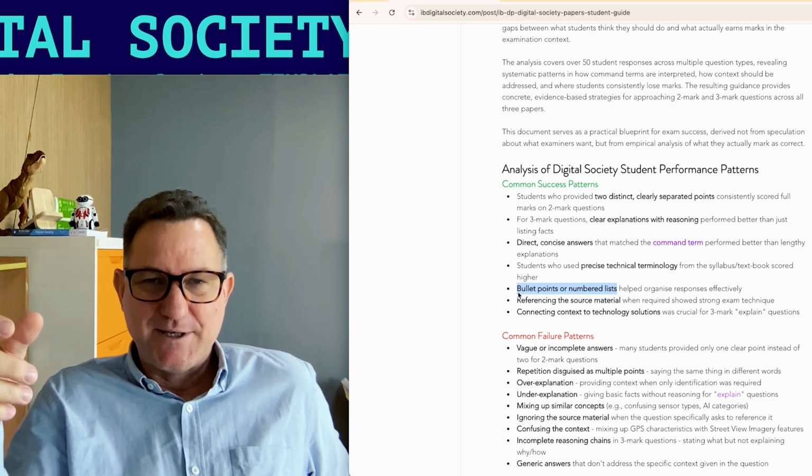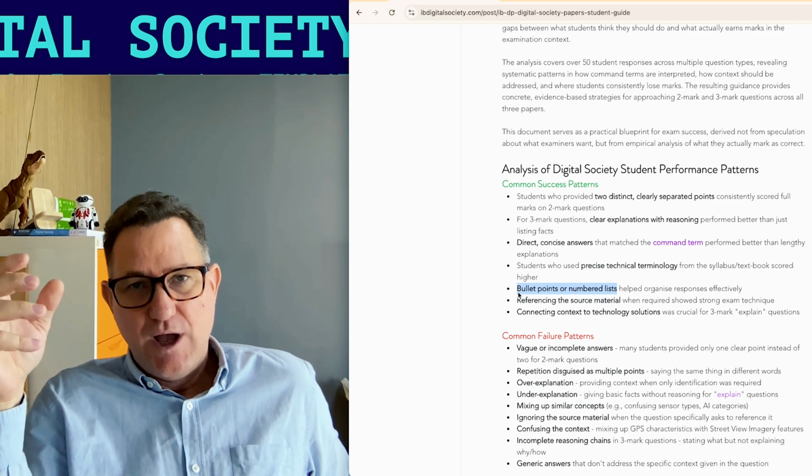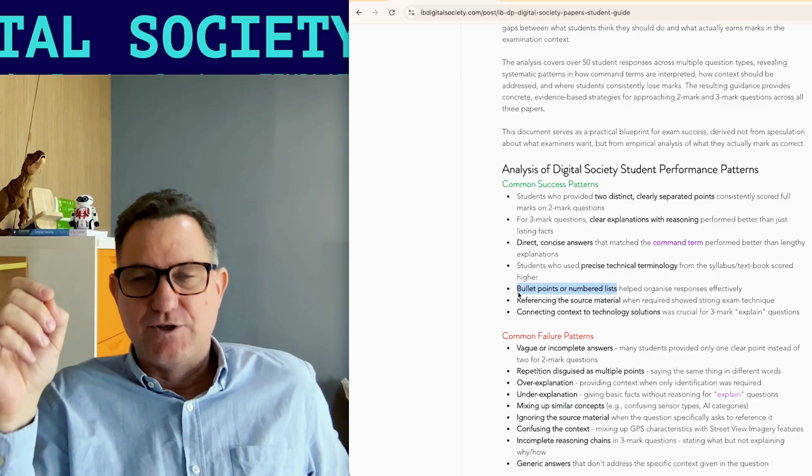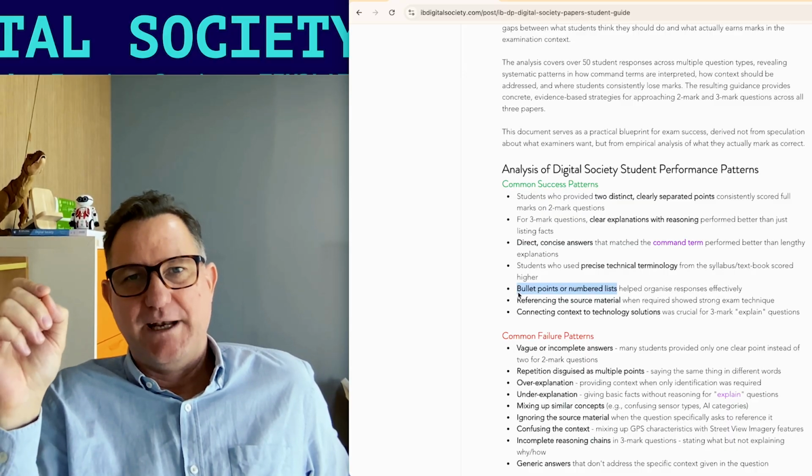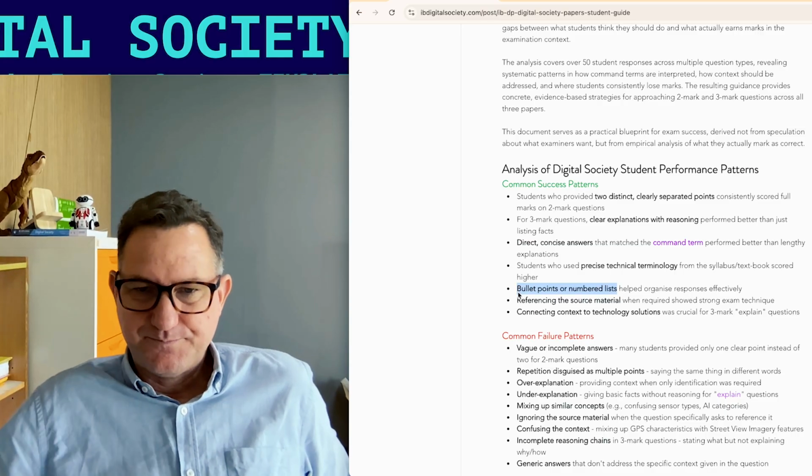This is not a grammar test. This is not an English test, this is a Digital Society test. Get straight to the point. Don't waste any time and energy on superfluous words.